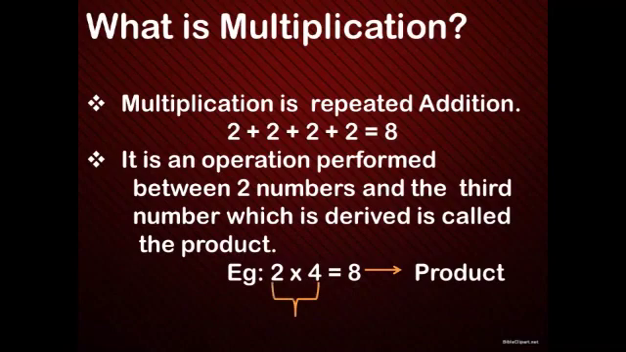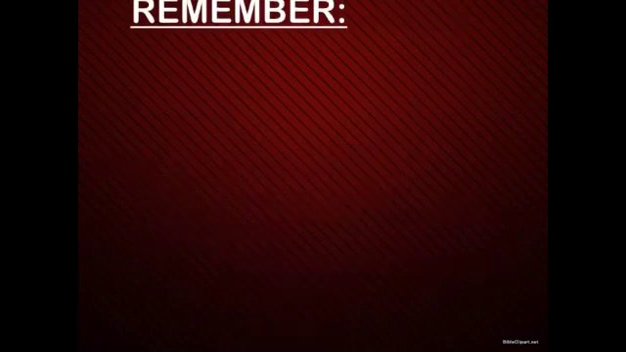Here, 2 and 4 are known as factors. And the answer you got is the product. So, the answer in multiplication is called the product. So, the definition of multiplication is: it is an operation performed between two numbers and the third number which is derived is called the product. Let us see the properties of multiplication.